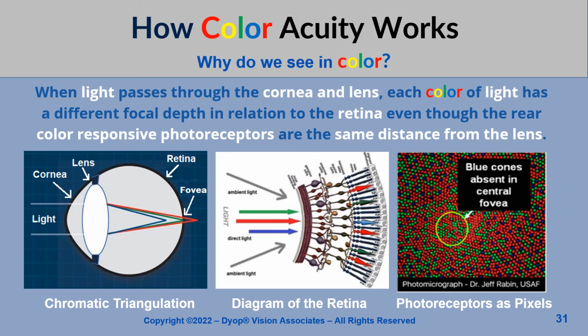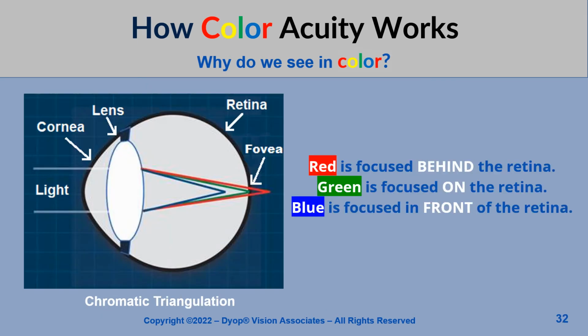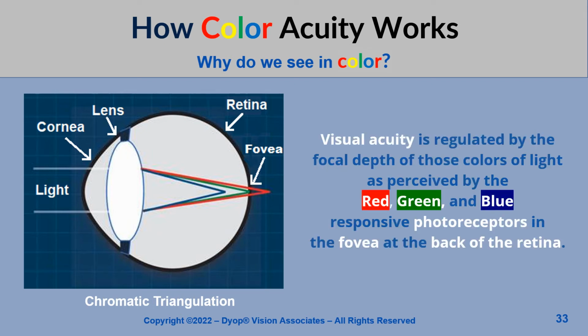But why do we see in color? When light passes through the cornea and lens, each color of light has a different focal depth in relation to the retina, even though the rear color responsive photoreceptors are the same distance from the lens. Red is focused behind the retina, green is focused on the retina, blue is focused in front of the retina. Visual acuity is regulated by the focal depth of those colors of light as perceived by the red, green, and blue responsive photoreceptors in the fovea at the back of the retina.